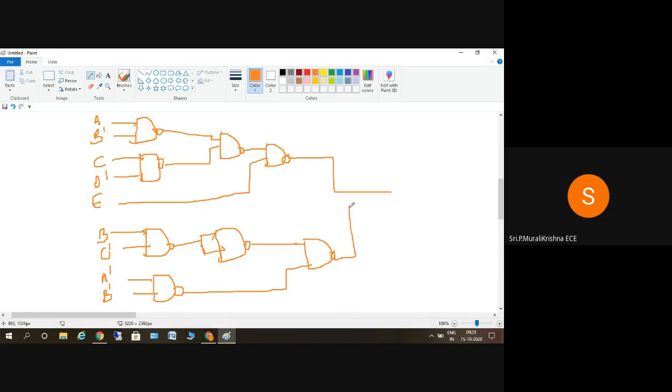Okay, so the main thing is that all the bubbles should be compensated. If you check in a line, all the bubbles should be compensated here. So this is the bubble here, and this is F. Clear?